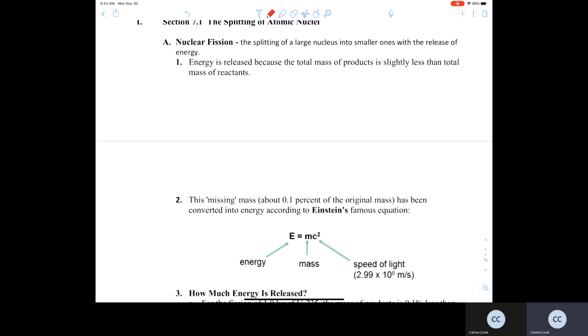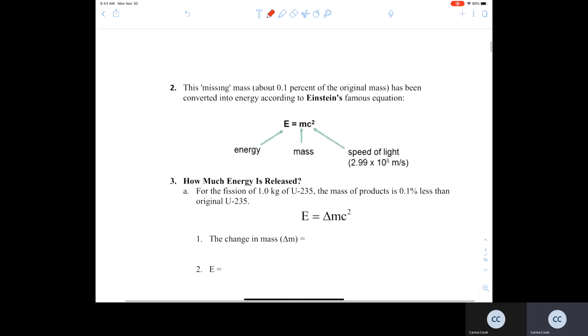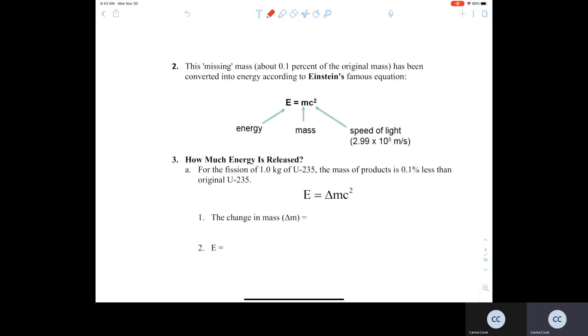And due to the law of conservation of energy, that mass can't just be lost. It has to be converted into something else, and that something else is energy. So this quote unquote missing mass, which is not missing, has just been converted into energy. It's going to be about 0.1% of the original mass of the reactants.